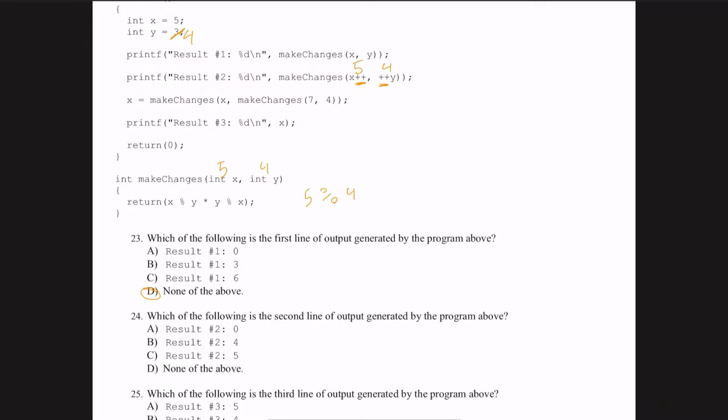5 mod 4 times 4 mod 5. 5 mod 4 is 1. 1 times 4 is 4. 4 mod 5 is 4, because any number mod a larger number is that first number. So therefore our answer is B, 4. As a side effect of this line of code, now we're going to make that change to x because we're done with all our calculating.